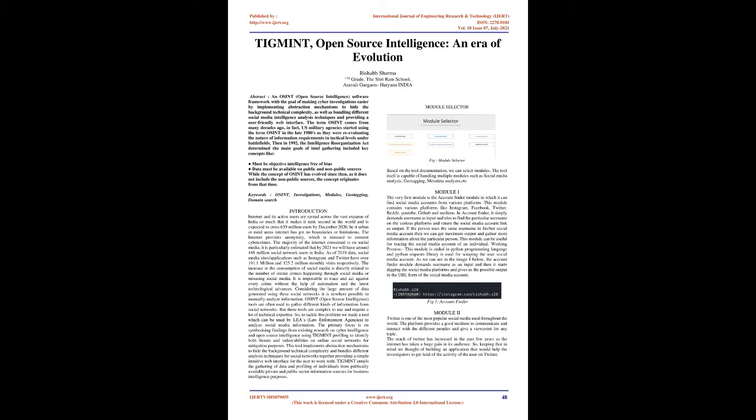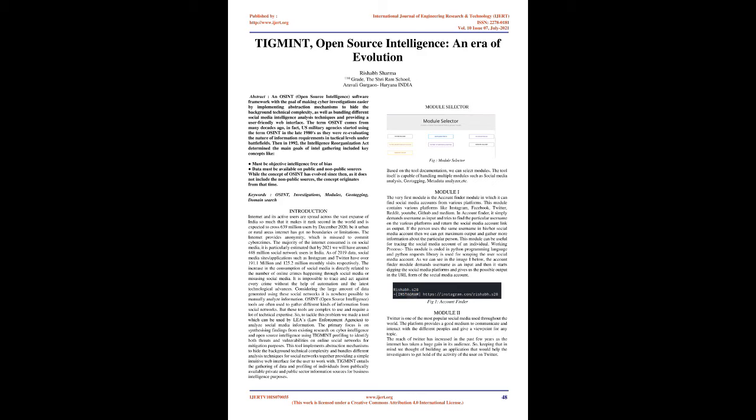As of 2019 data, social media sites/applications such as Instagram and Twitter have over 191.1 million and 125.2 million monthly visits respectively. The increase in the consumption of social media is directly related to the number of online crimes happening through social media or misusing social media. It is impossible to trace and act against every crime without the help of automation and the latest technological advances. Considering the large amount of data generated using these social networks, it is nowhere possible to manually analyze information.